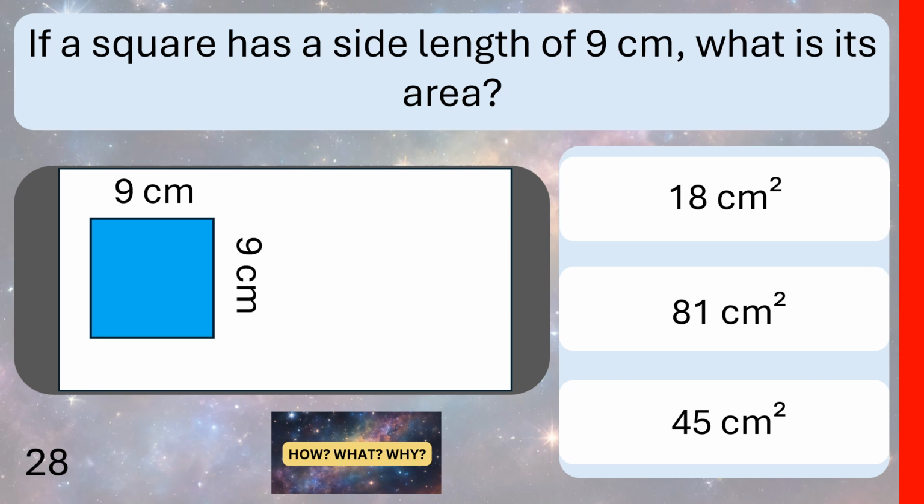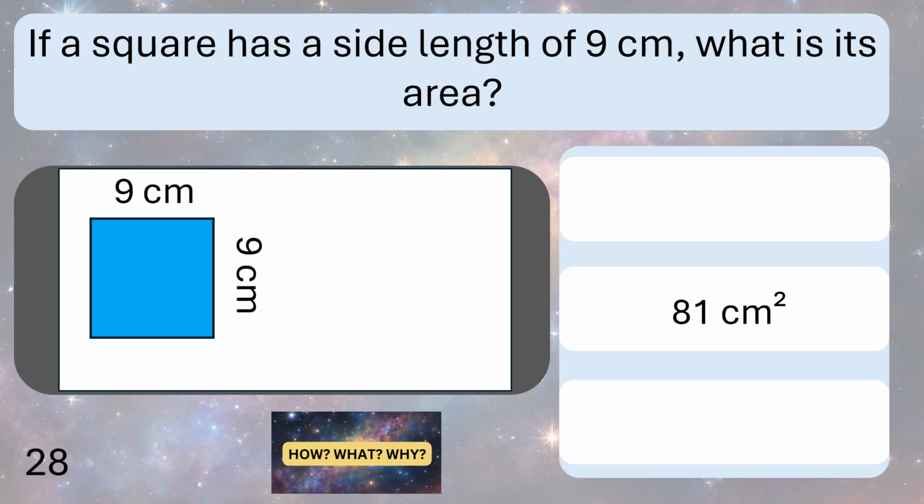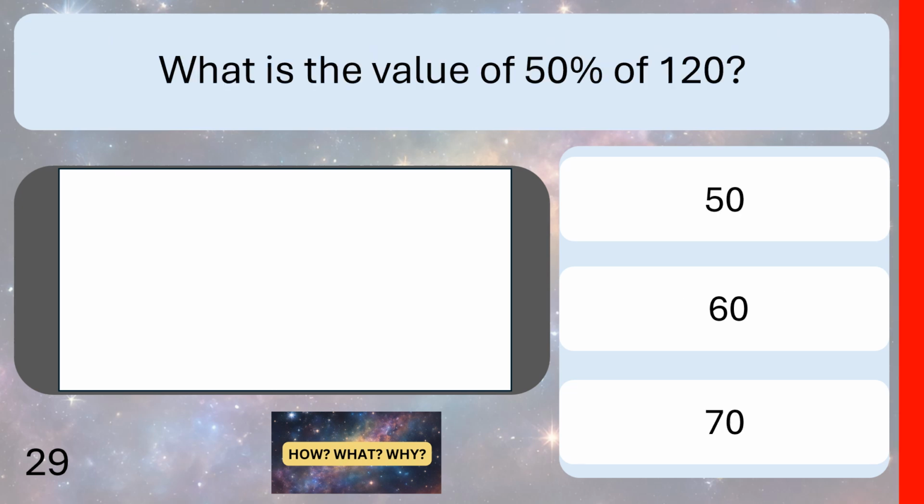Question 28. If a square has a side length of 9 centimeters, what is its area? Is it 18 centimeters, 81 centimeters, or 45 centimeters? So, if a square has a side length of 9, it must have a height of 9 as well, and therefore its area must be 9 times 9 equals 81 centimeters squared.